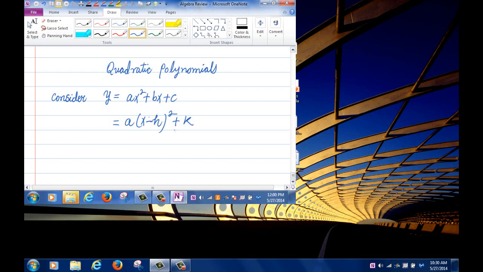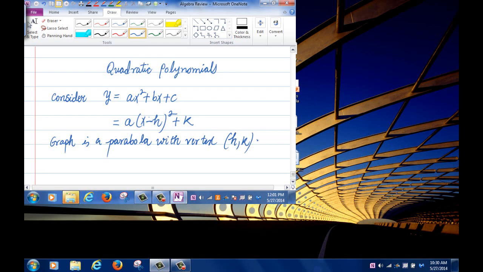But if you have a quadratic polynomial, the graph of that is a parabola, and everyone knows what the parabola is. It has a vertex, right? And so the graph of this is a parabola with vertex what? With vertex (h, k).